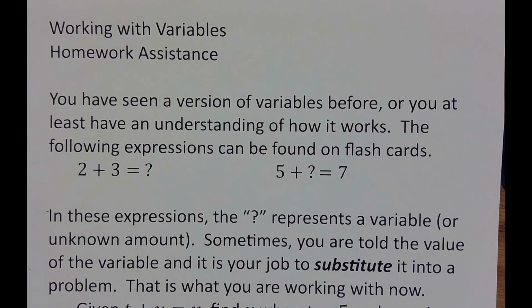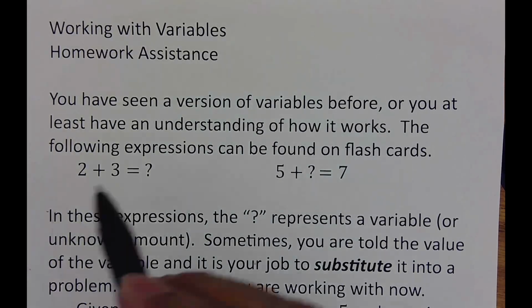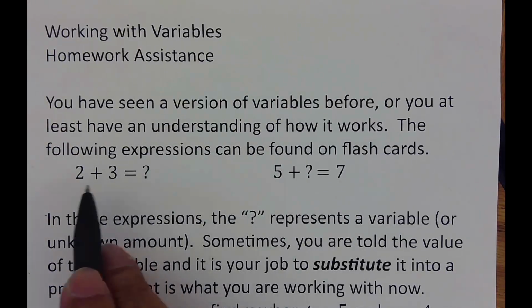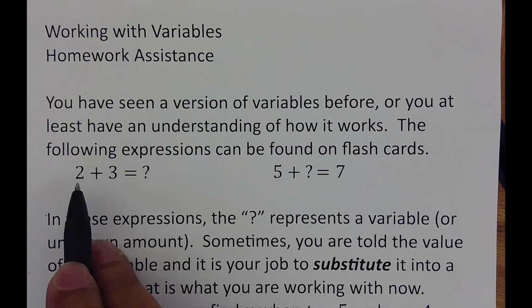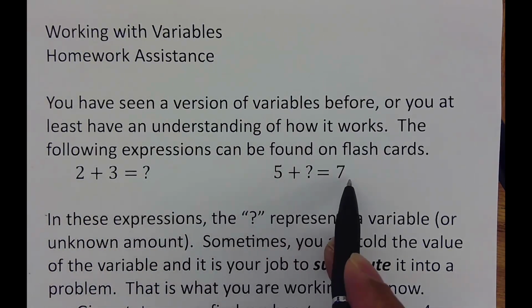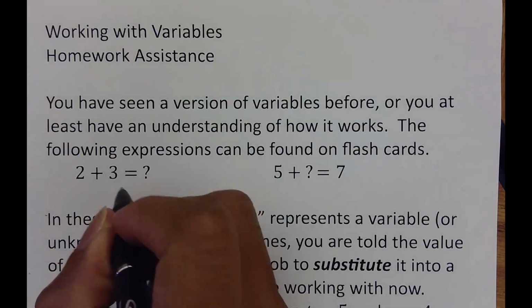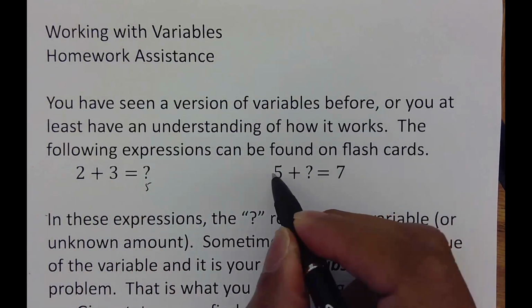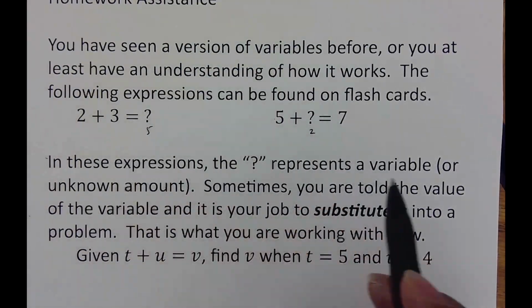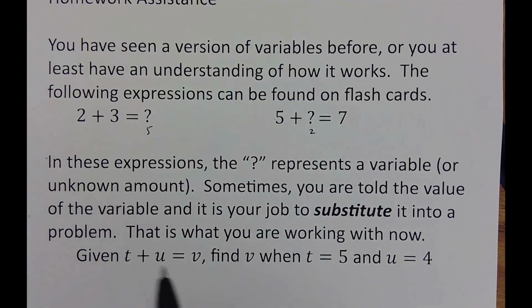All right, so if you're looking at this problem, it's because you bumped into some variables. You've seen a version of variables before, or at least you have an understanding of how it works. It's maybe not a question mark, maybe it's a box or a blank, whatever it might be. But typically what people will do is on a flashcard, they will put 2 plus 3 equals question mark, or they will put 5 plus question mark equals 7. We obviously know that this is 5 in our brain, and we obviously know that 5 plus 2 equals 7. In those expressions, the question mark itself represents a variable or an unknown amount that needs to be found.